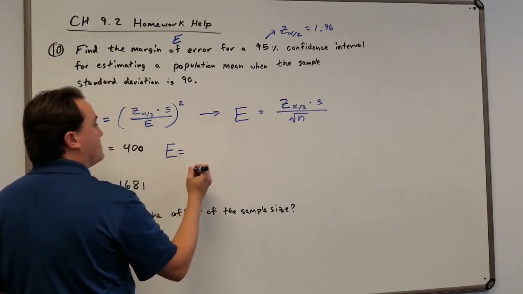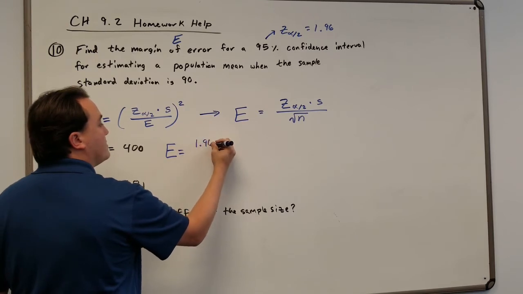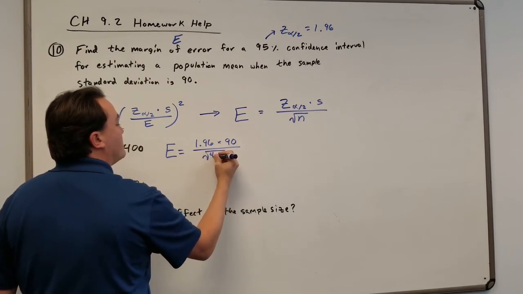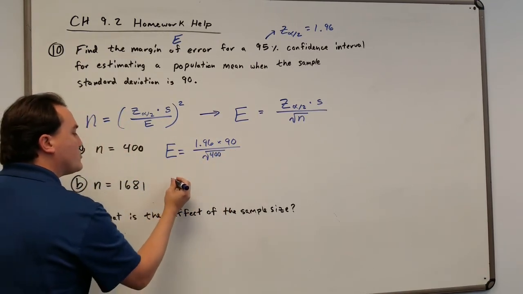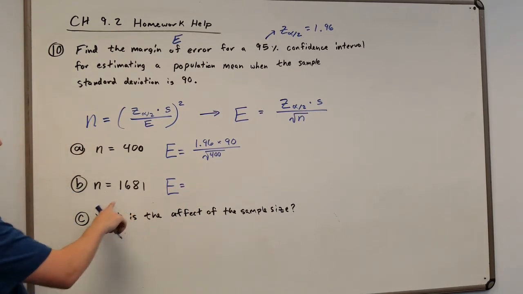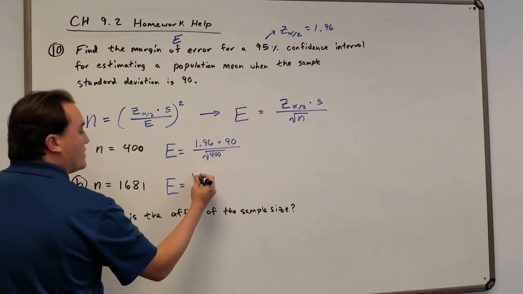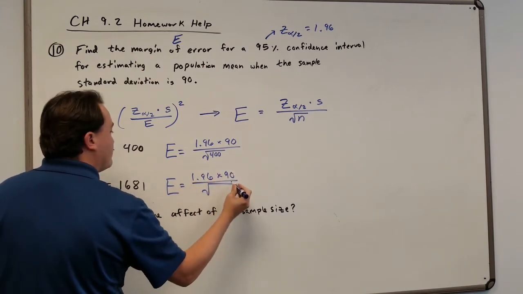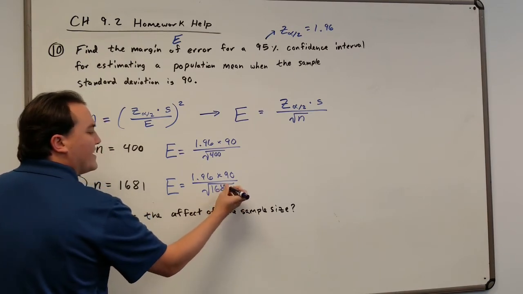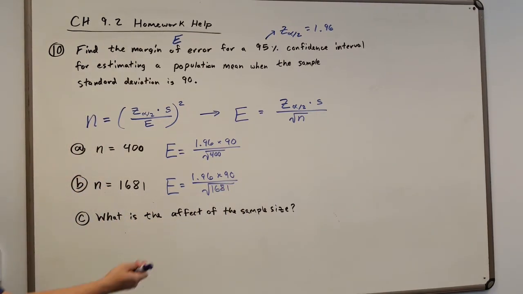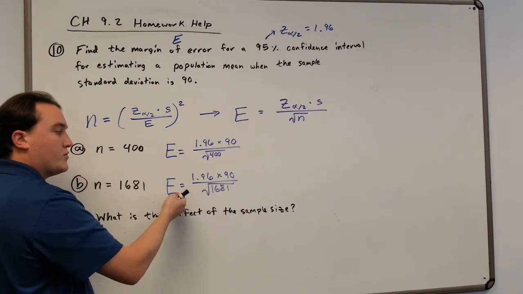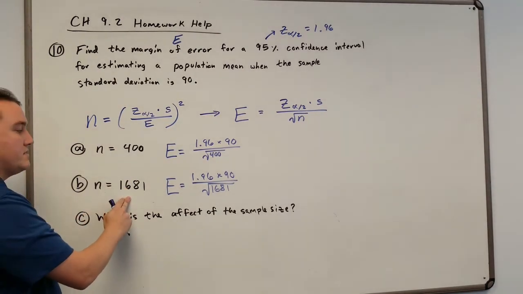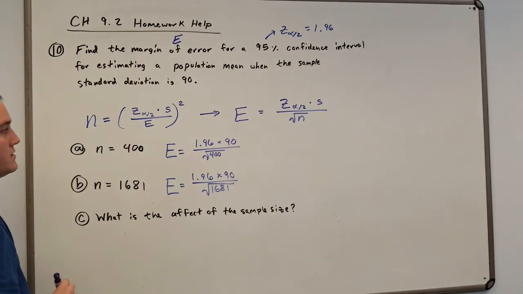E equals, our Z is 1.96 times standard deviation 90 divided by the square root of 400, which is 20. We'll just write this one out too. E equals, for a larger sample size, 1.96 times 90 divided by the square root of 1681. Well, in the end, we can answer C too. We're dividing by a bigger number, so therefore the error is going to be smaller. You could look at it that way. The larger your sample size is, the smaller the error is going to be. We'll write that in a second.